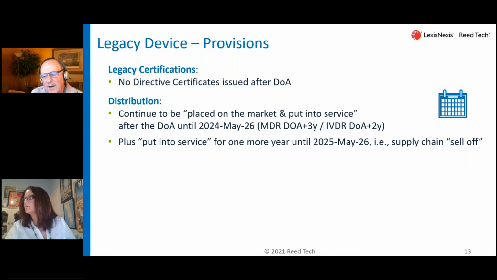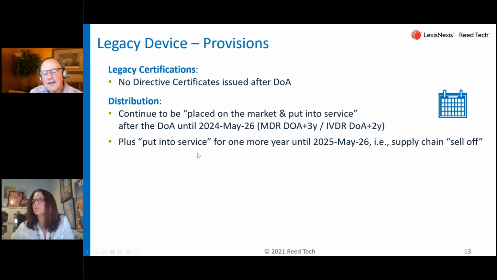Continue to place the product on the market and put it into service. So that goes out to May 2024, allowing a 3-year window for MDR and a 2-year window for in vitro diagnostics. But you bring up this other question about what is the supply chain, this reference to a sell-off, the 1-year sell-off. So this is a year that is after the end of May 2024. So it goes out 1 year later to May 2025.